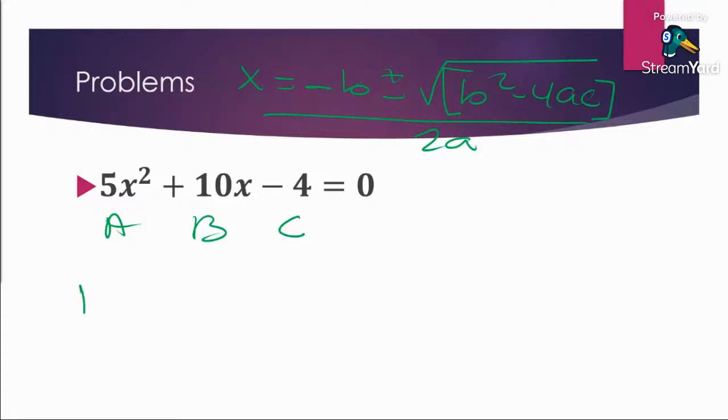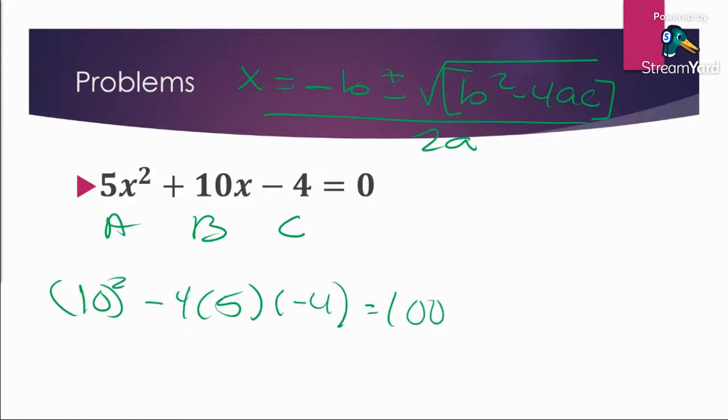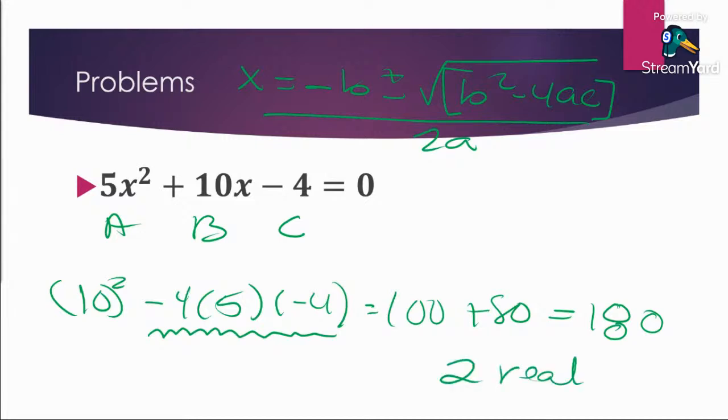So in this case, we would have 10 squared minus 4 times 5 times negative 4. That gives us 100. And when you do negative 4 times 5 times negative 4, we are going to get a positive number because a negative times a negative is a positive. So we end up with positive 80, which, when you add them together, is 180. So that would be a case where we have two real roots.